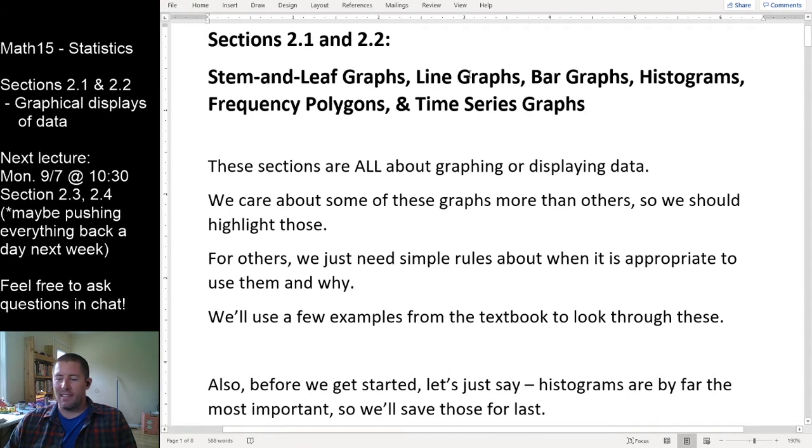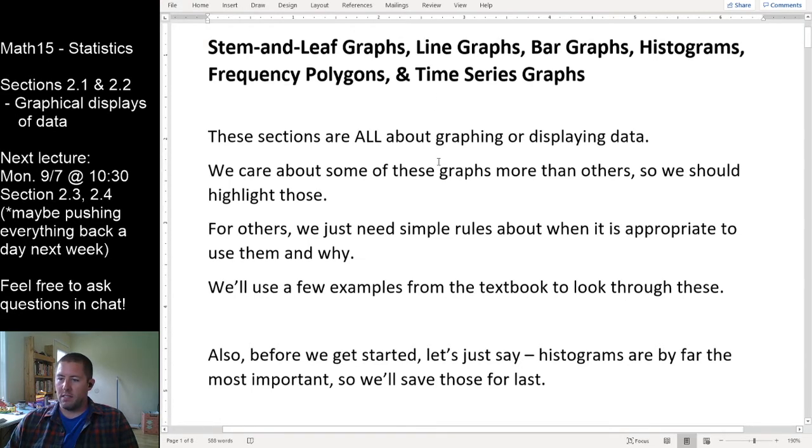All right, so here we are, back to the stuff that we're looking at here. Let's go ahead and talk through these. We've got stem and leaf plots, line graphs, bar graphs, histograms, frequency plots, and time series plots. That's one, two, three, four, five, six things we want to talk about here. Again, some are more important, some are less important. Histograms are most important, so those are last. So let's walk through each of these graph types and see what we see.